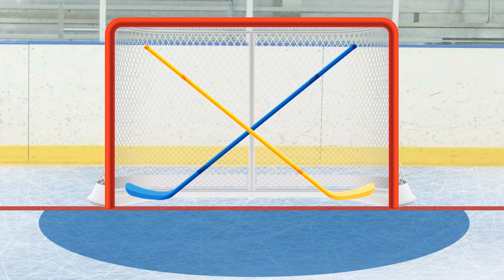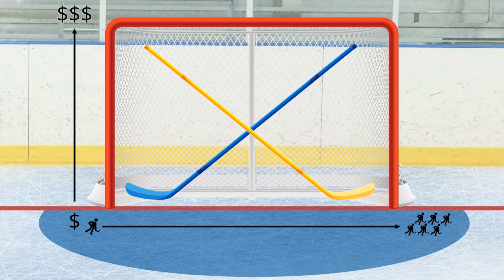There we go. The supply of and demand for labor looks a bit like two hockey sticks. Blue for supply and yellow for demand. Running along the width of the net, from left to right, is the number of workers. And running up the goalpost, from bottom to top, is the wage rate. Let's look at the supply of labor, the blue stick.